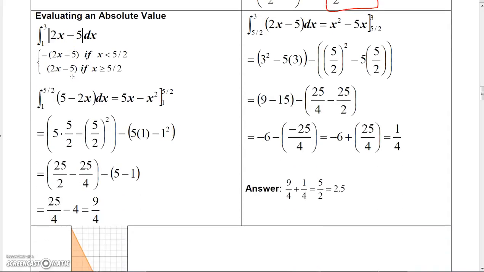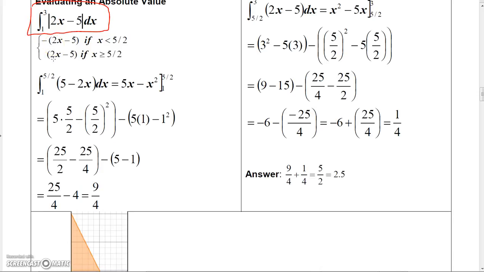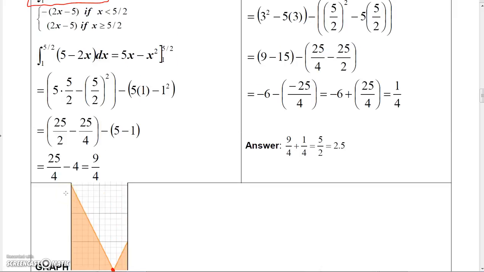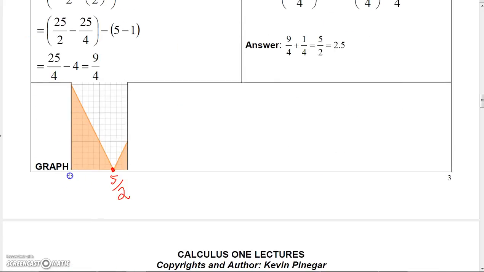Okay, now if you want to evaluate an absolute value, you really need to think in terms of area of what's going to happen. So let me show you the picture of this absolute value. This absolute value 2x minus 5, to integrate that from 1 to 3, what you're going to find, if you graph that function, you're going to find that right here at 5/2, it changes functions. So you're integrating it from 1 to 3. So we're going from here to here.